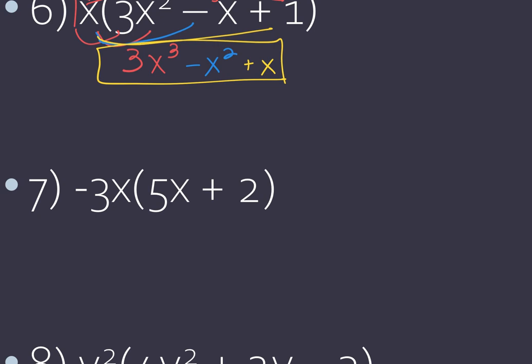Distributing again on 7. Negative 3x times 5x becomes what? Negative 3x, sorry. Good. Negative 15x to the second. And then negative 3x times 2? Negative 6x. Yeah, good.